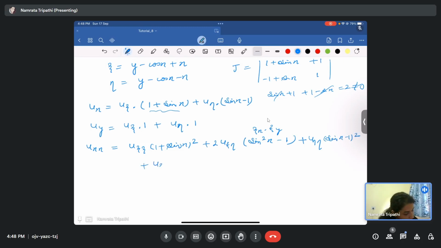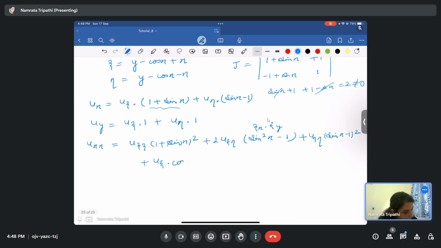And u xi into xi xx. Xi x is 1 plus sin x and xi xx is cos x, plus u eta into eta xx. Eta x is sin x minus 1 and eta xx will become cos x.